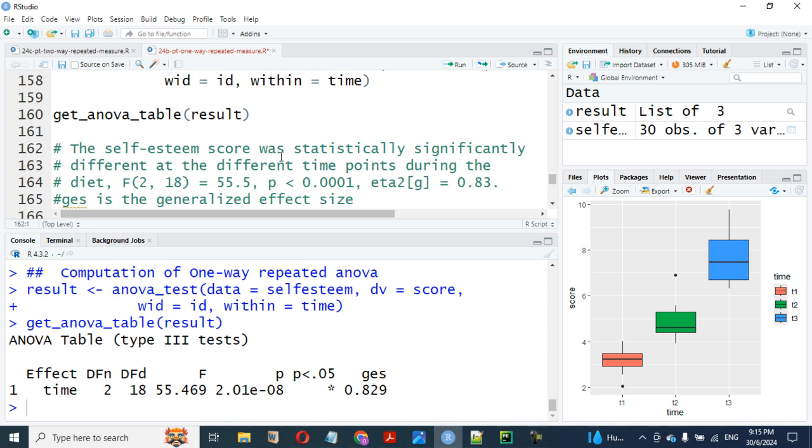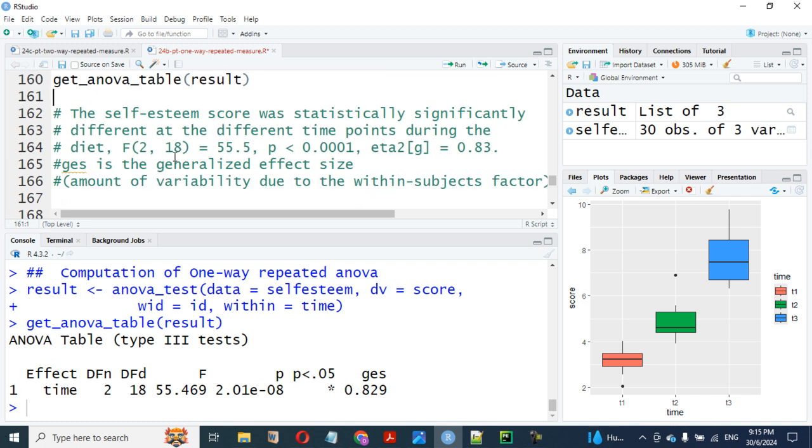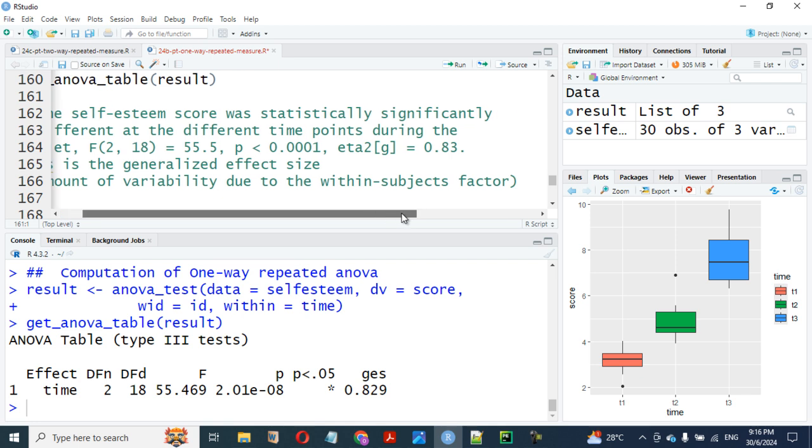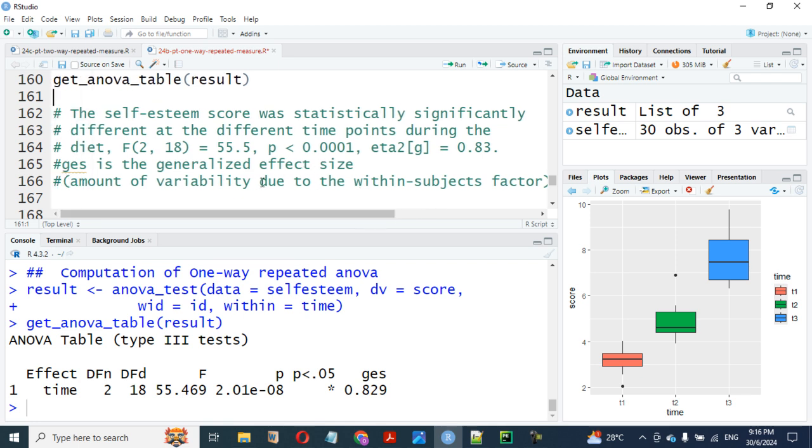Now the self-esteem score was statistically significantly different at the different time points during the diet. All right, so we have an F value, and a p value less than 0.01, and eta squared, which is our GES we got here, approximately 0.83, right? So GES is the generalized effect size, the amount of variability due to the within-subject factors. Okay, that is our GES now.